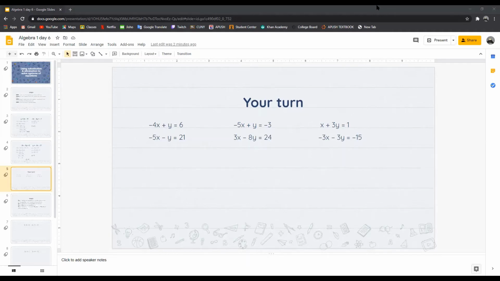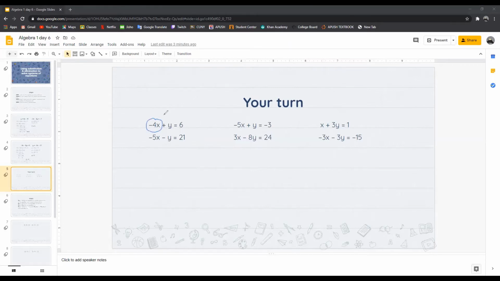Caitlin, he needs help with the first one. I know. Okay. So for the first one, because y isn't alone and x isn't alone, you would have to choose one of these. You have to choose one of the equations and make it so y is by itself. Depending on which one you want, I'm just going to choose this first one because y is positive.